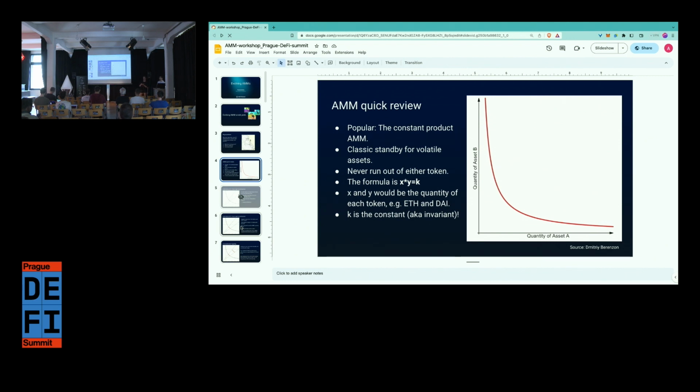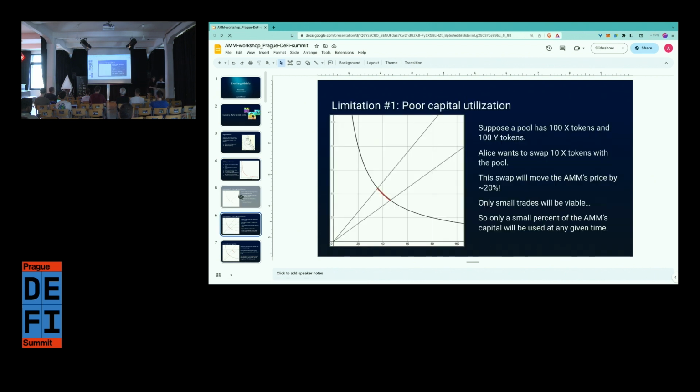However, it has some big limitations. First of all, poor capital utilization. So suppose a pool has 100 X tokens and 100 Y tokens. Alice wants to swap 10 X tokens with the pool. This swap will actually move the AMM's price by about 20%. Therefore, only small trades are viable, which means only a small percent of the AMM's capital can be used at any given time.